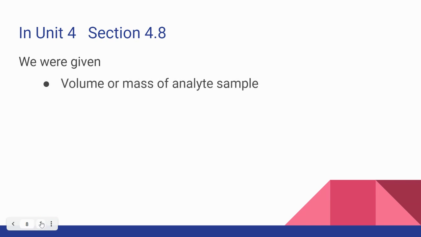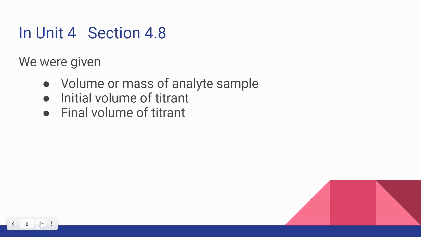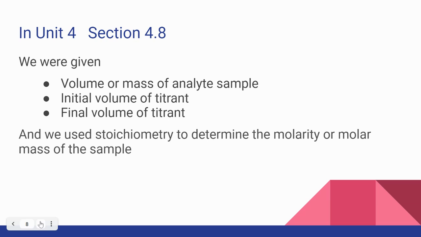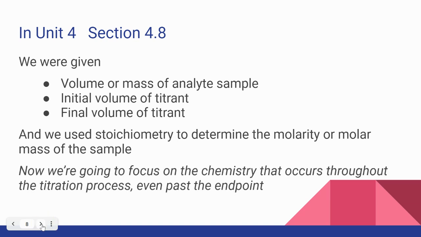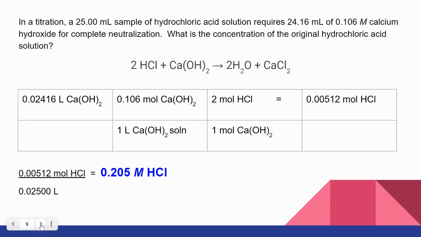So back in Unit 4, or in your textbook section 4.8, when we worked with titrations, we were given information like the volume or the mass of the analyte, the sample, and we were either asked to read or they told us the initial and final volume of our titrant added, and we were able to do some stoichiometry to determine the molarity or the molar mass of the sample. Well, we're going to delve a little bit deeper now. We're actually going to focus on the chemistry that occurs throughout the titration process, even past the equivalence point and past the endpoint.